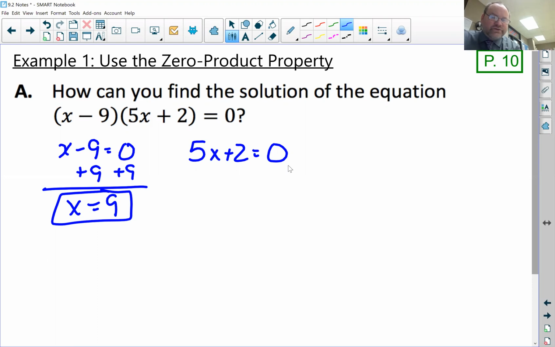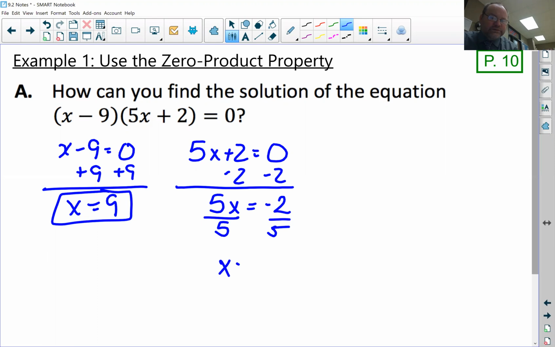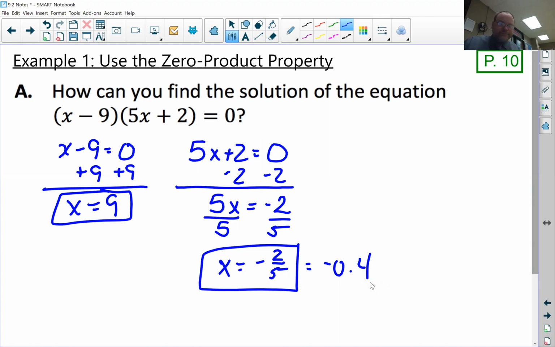The 5x plus 2, again, undo addition or subtraction, and then undo the multiplication or division. So negative 2/5 would be another solution. Again, yes, you can write that as negative 0.4. Same answer. So if I plugged in negative 2/5 to that equation, I would get 0.